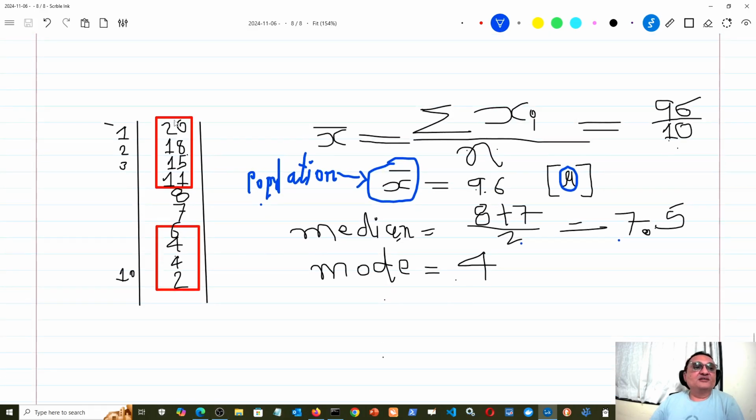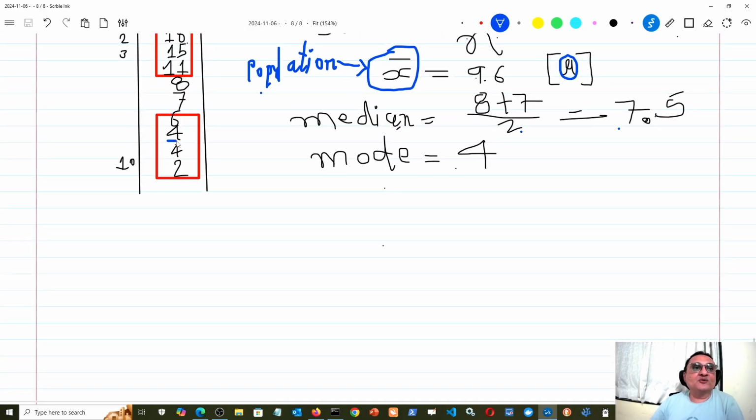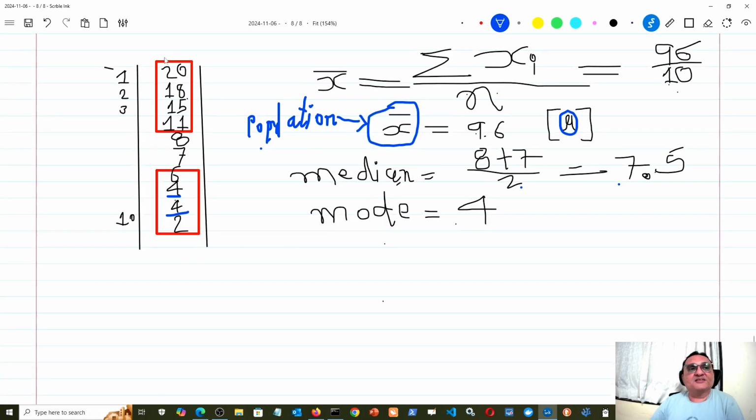And what is the mode? Then if I see the observations, all observations have only one occurrence, but this 4 occurs once here and a second time also. So the number which occurs the maximum number of times, or the number whose frequency is the highest, that number is called the mode.